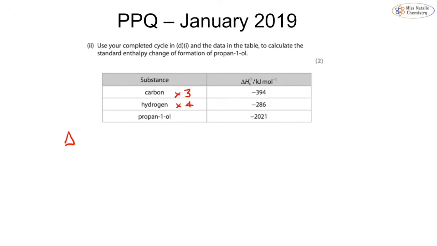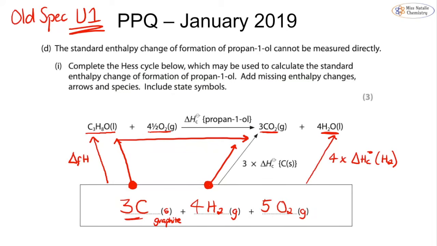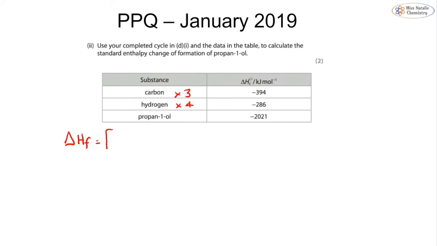So in order for us to calculate our enthalpy of formation, as you go back and have a look, we need to take our enthalpy of combustion of carbon and add it to the enthalpy of combustion of hydrogen, and then subtract the enthalpy of combustion for propanol, delta H1 minus delta H2. These are delta H1, this is delta H2. So I've got 3 times minus 394. I add that to 4 times minus 286. And from all of that, I'm going to subtract minus 2021.